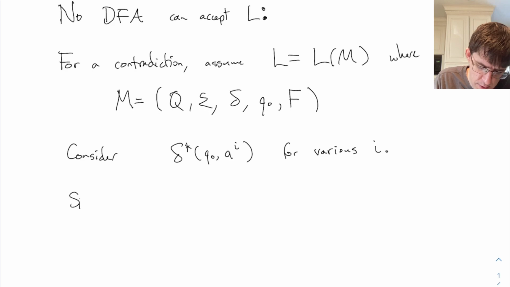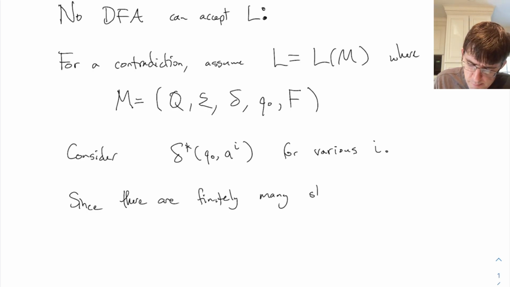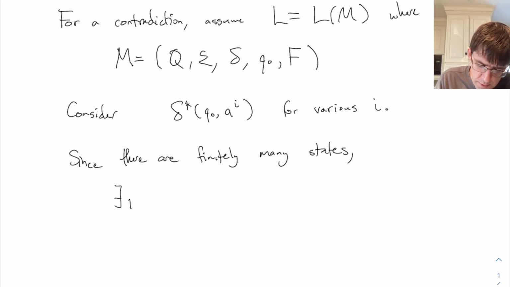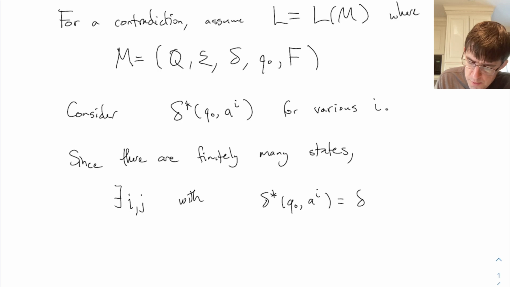So I'm going to say, since there are finitely many states, these states for various i cannot all be different, because there are infinitely many different choices of i. So you cannot get infinitely many different states, because there's only finitely many states. Since there are finitely many states, that means there exist, I'll say it this way, i and j with delta star of q0, a to the i equals delta star of q0, a to the j. And of course, i and j are different.